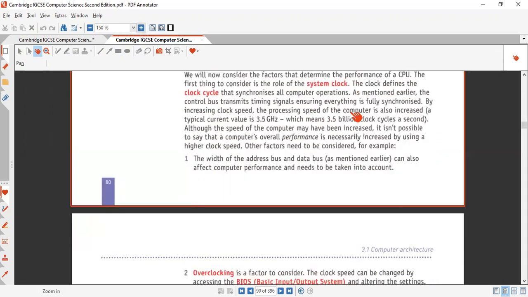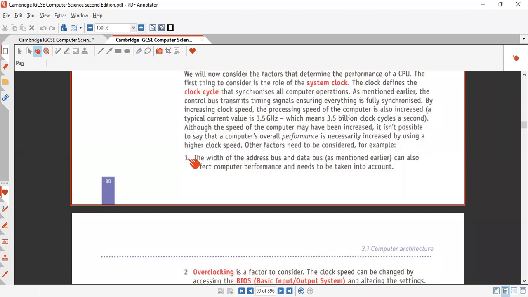So number one, it's the bit width of the bus. If the bit width of the buses is more, more data will be transferred to the processor easily. Is that so? Rayan? If there is more space, more data will go. If there is less space, obviously less data will be transferred in a particular time.